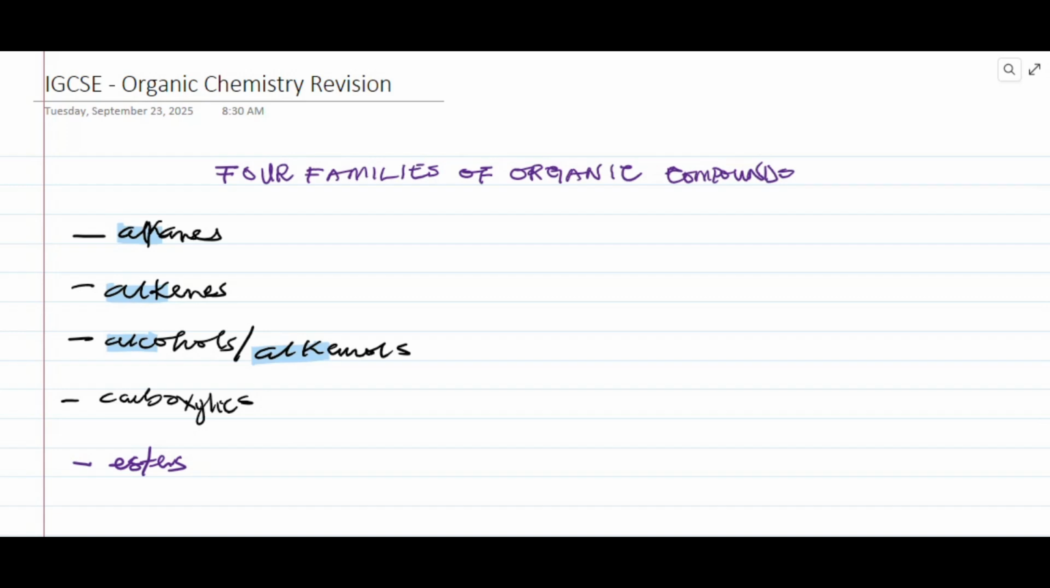Carboxylic acids have another name that is called alkanoic acids. So we can see we have that alk in that as well. In fact, esters are also called the alkanoates. And you can see that we have alk in that as well. So that alk, that's a part of the name.